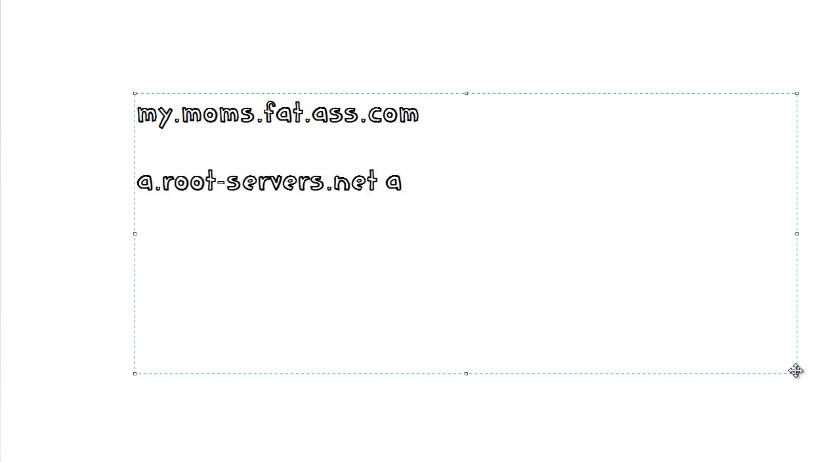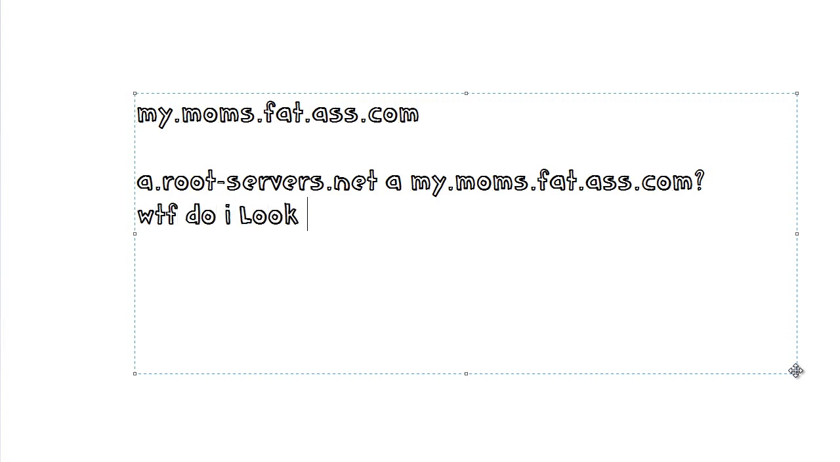So how this works is, say you want to go to mymomsfatass.com. The first thing that needs to happen is you need to find out where .com is. So you ask one of the root servers, hey, a.root-servers.net, what is the name server for... actually, can you just answer where mymomsfatass.com is? And it's going to say, what do I look like?